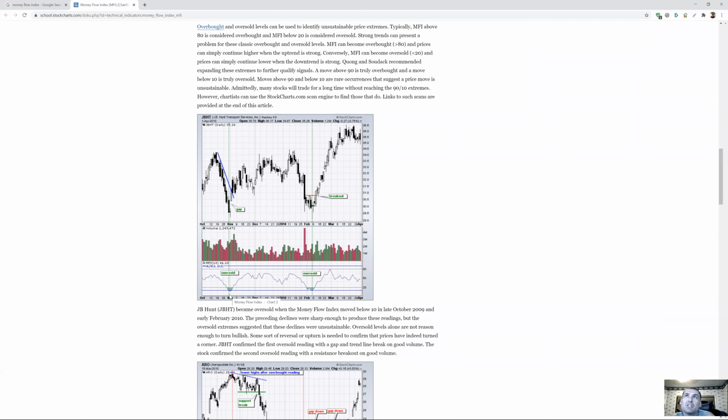Right here, this is JBHT 2010, old chart. Came down here in November. Look at this, way down here, extreme oversold levels, and it bounced. Came back, you know, bounced around, bounced up again, and tested that high. Then faded again.